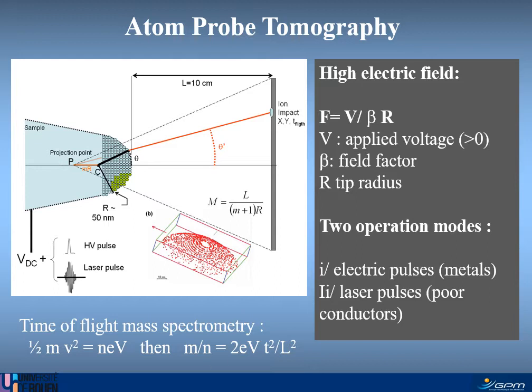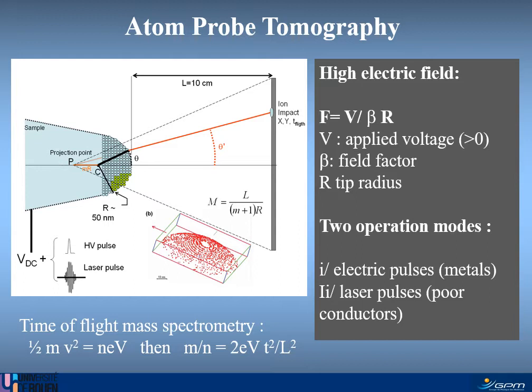So clearly, if you are able to measure the time of flight, you are able to calculate the mass to charge ratio, and then you are able to identify the chemical nature of surface atoms. For instance, you will find for aluminium 27 atomic mass units if the charge state is 1. If n equals 2, you will have 13.5 atomic mass units.